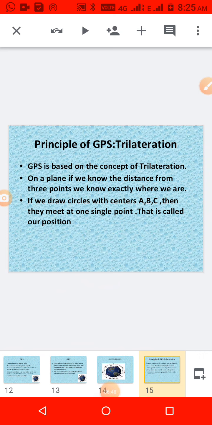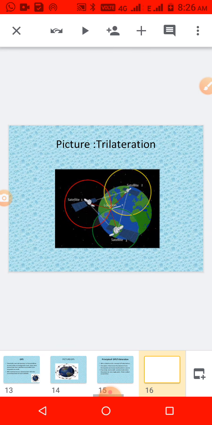Next, what is the principle used in GPS? The principle used is trilateration. What do you mean by trilateration? On the plane, if we know the distance from three points, we know exactly where we are. Consider we have three circles with centers A, B, and C. If we draw the circles using the three centers, and the three circles meet at a single point, then that is the position. This is the principle of GPS.